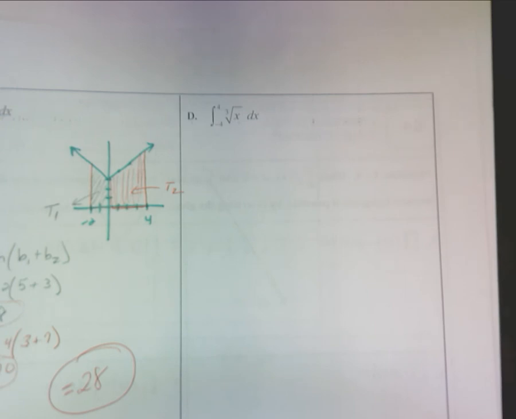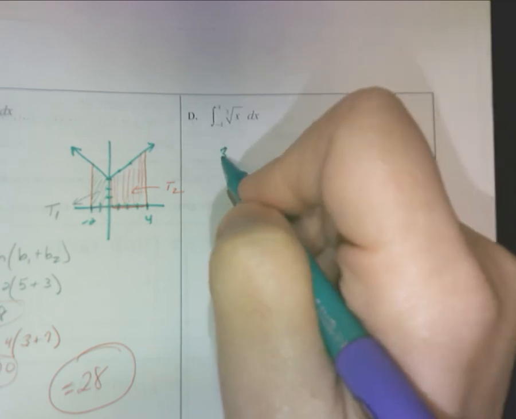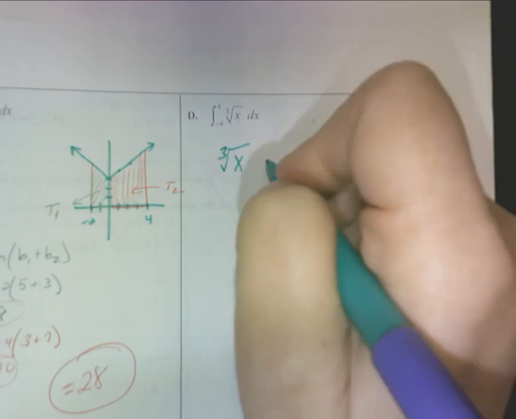Okay. Next one. Getting done here. The cube root of x from -4 to 4 is actually, if you don't remember, cube root of x is an odd function.